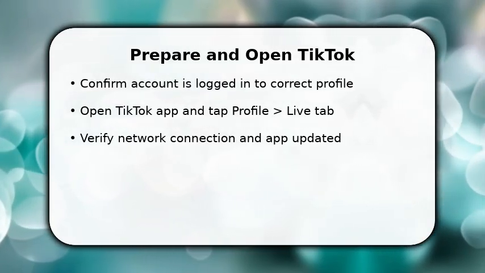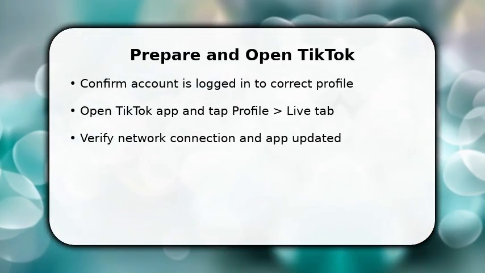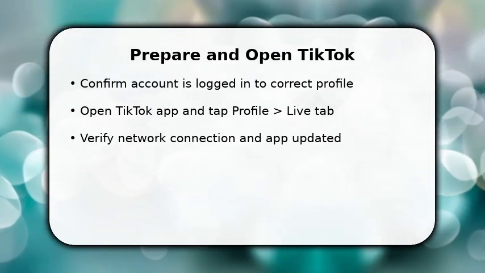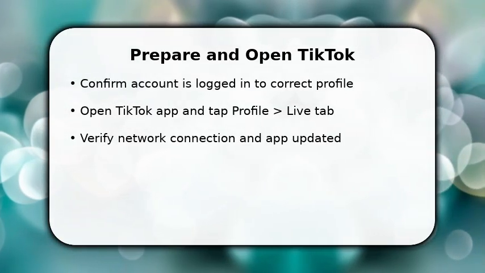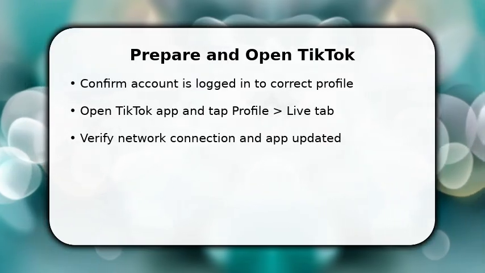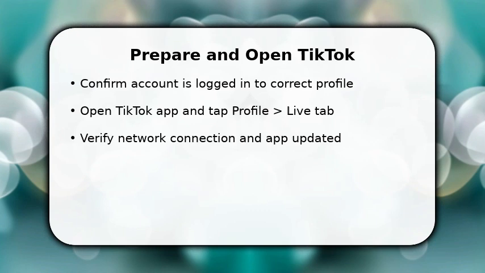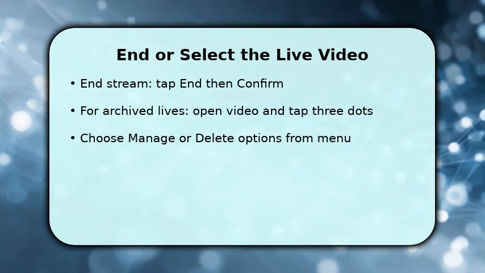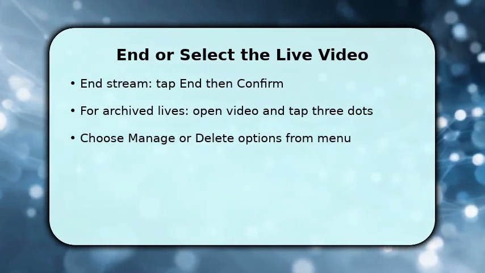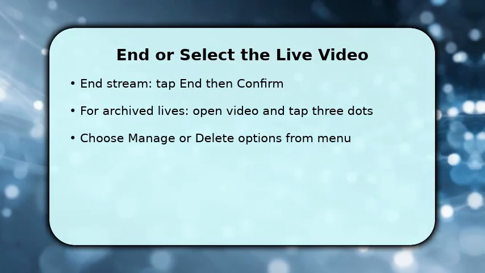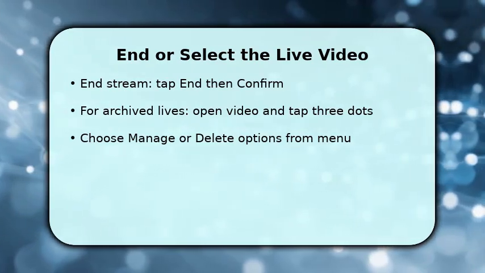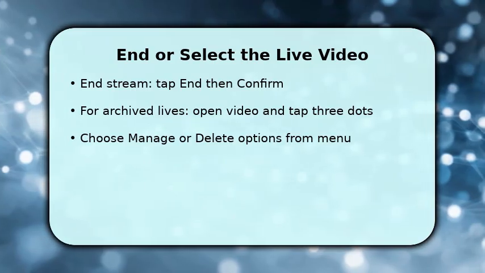If it's still live, you'll end the stream first. If it's archived, you'll select it for removal. Make sure your connection is stable so actions register immediately. If the video is currently streaming, end it by tapping end and confirming so the video becomes editable. This prevents partial removals.